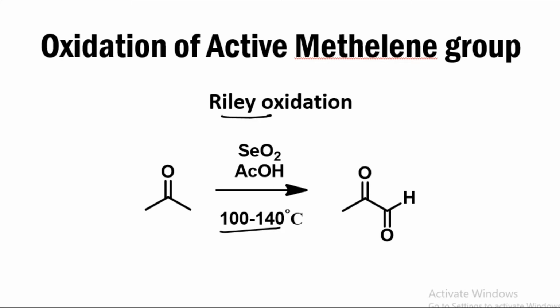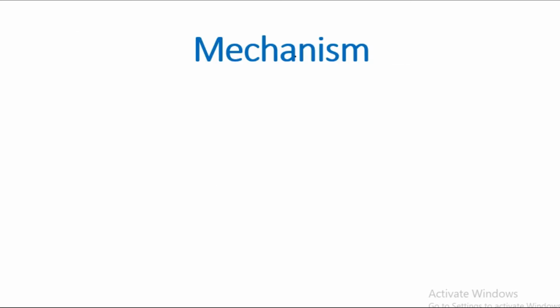The active methylene group has a hydrogen which is ionizable, just because of the electron withdrawing ability of the carbonyl. Due to this active methylene hydrogen, it can be easily oxidized in the presence of selenium dioxide, and a C double bond O will be formed. Now we will try to learn the reaction mechanism.